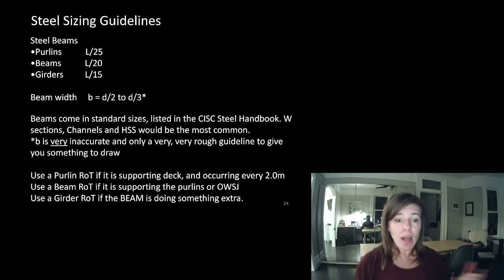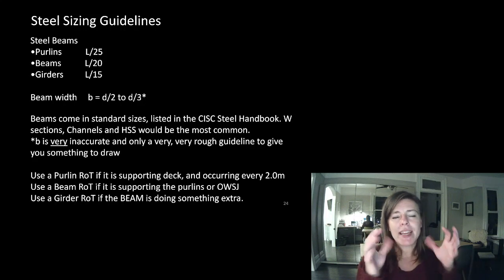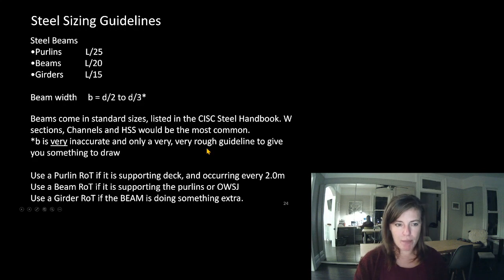To help us figure out how deep it needs to be in a preliminary aspect, we give them some other names because it tells us some things about them or what they're doing. They're all still beams. It doesn't change the fact that they're all still beams. We have a subset of names within our beams: purlins, beams, and girders. All beams, all still doing the same job.